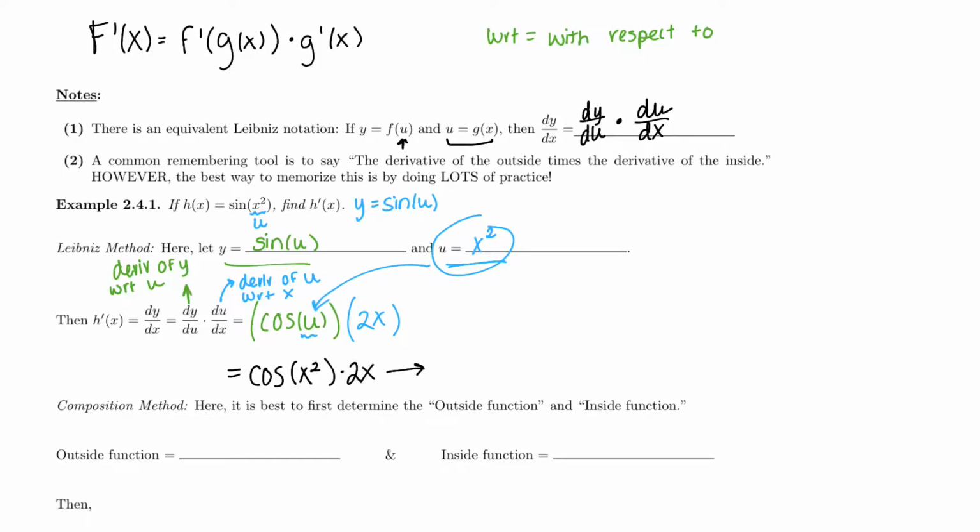or 2x cosine of x squared would just be rewriting it. So with the Leibniz method, you are identifying an inside function and an outside function, taking the derivatives separately, and then replacing u at the end. This works okay, but as you start to get chain rule nestled within chain rule nestled within chain rule, which we will get into, this method becomes a little less sustainable.